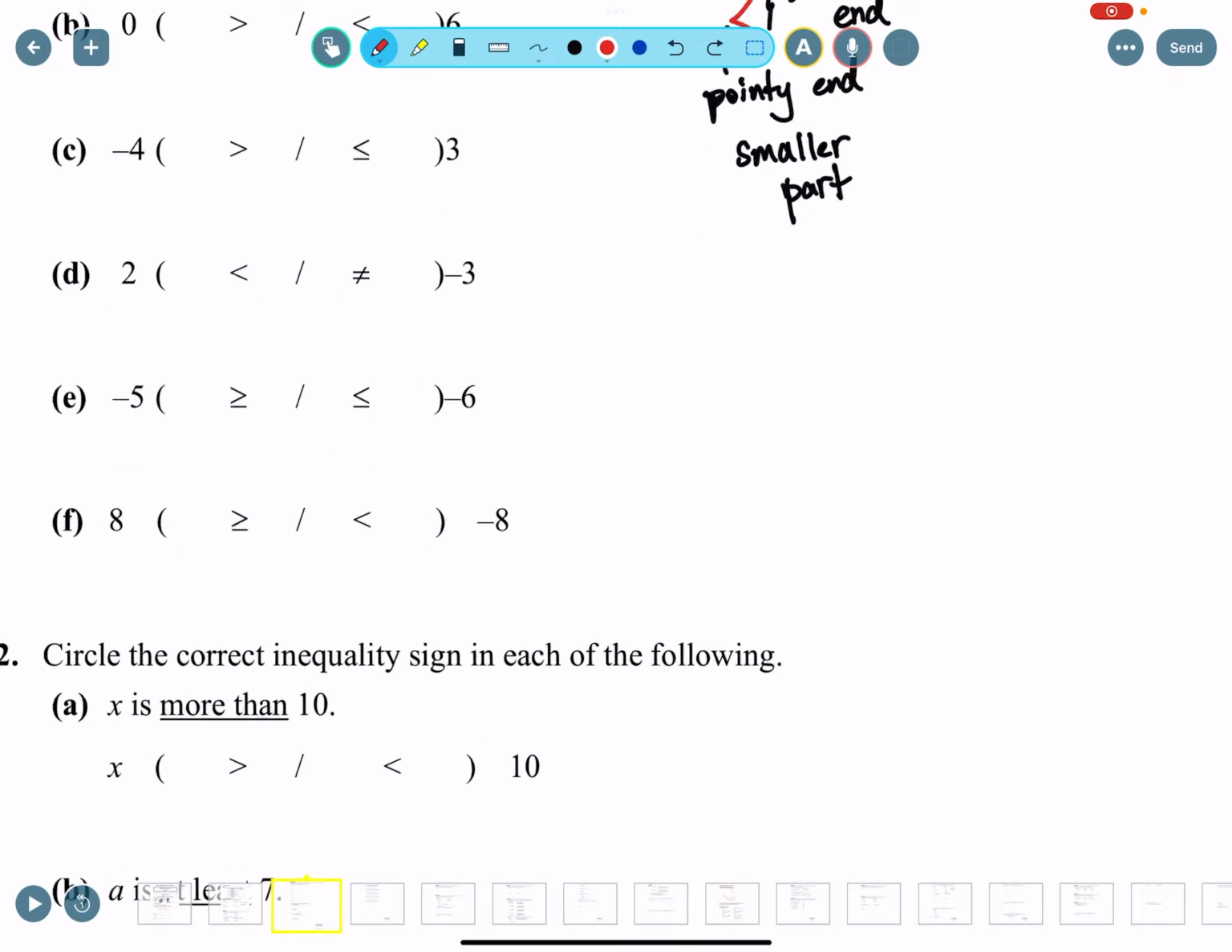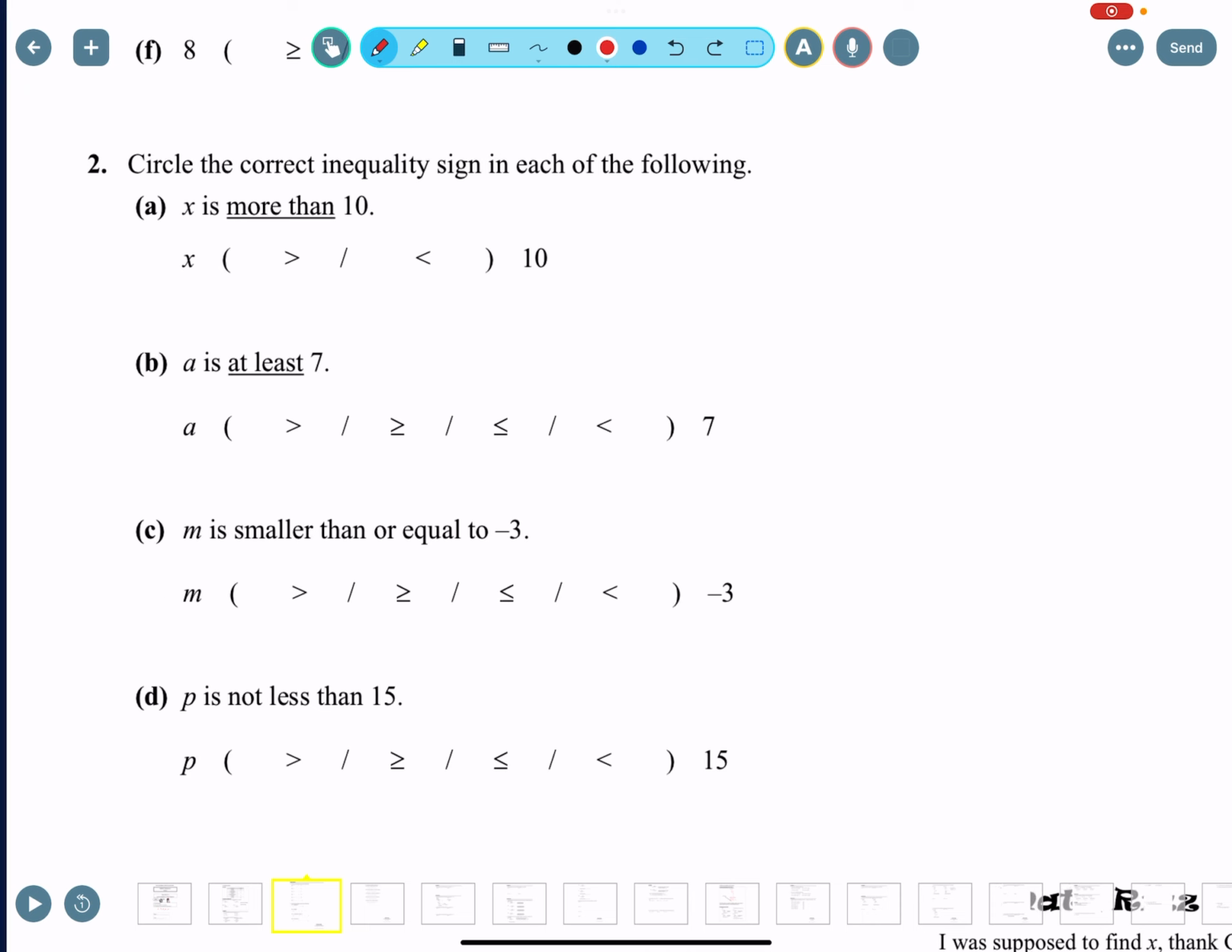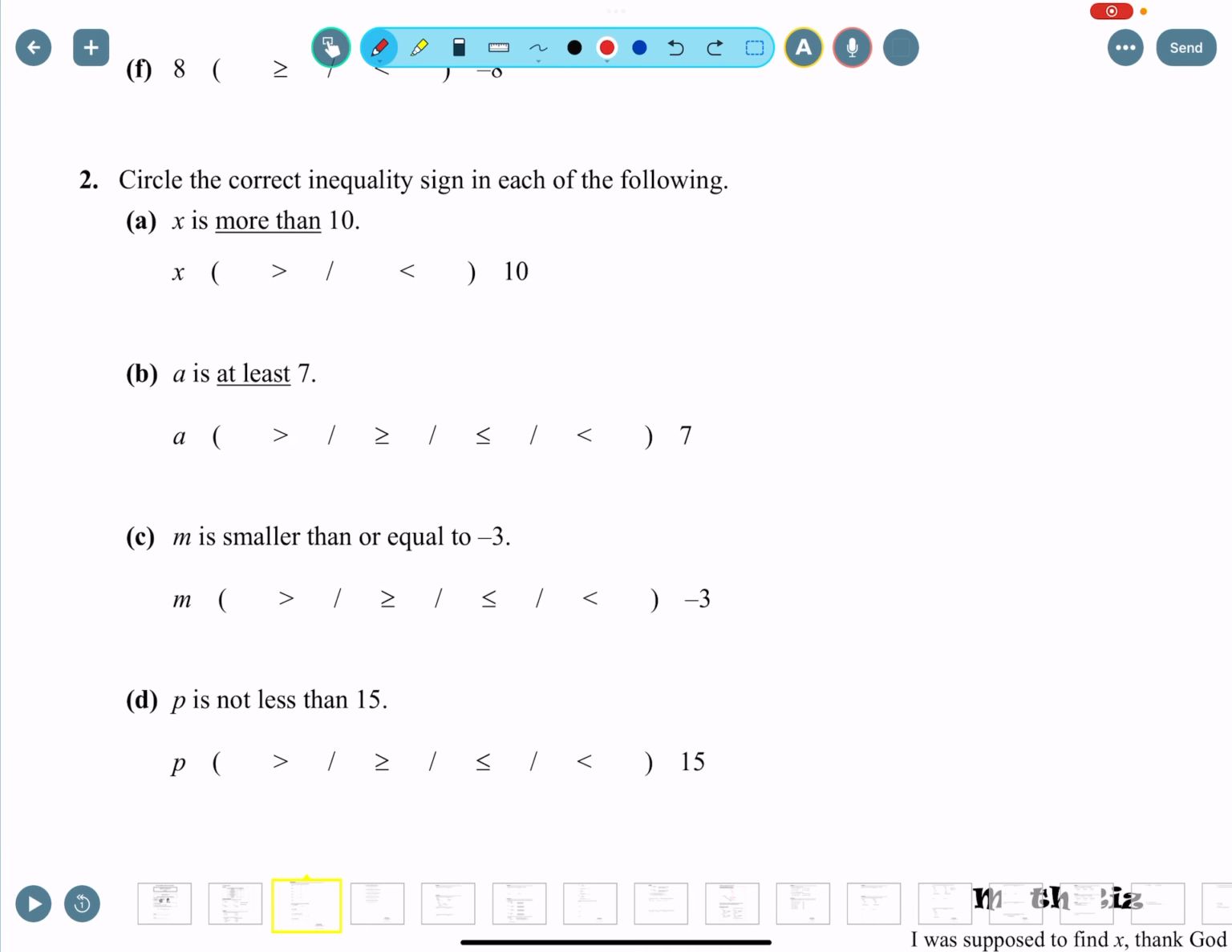We went through this already. You guys were quite good at this part, I would say. Quickly go through it. X more than 10. So gotta use this. More than. Left side is more than the right side. At least. So at least means you have 7, 8, 9, right? So you want it to be more than, for sure, and also equals to 7. So therefore we have to use this greater than or equals to sign.